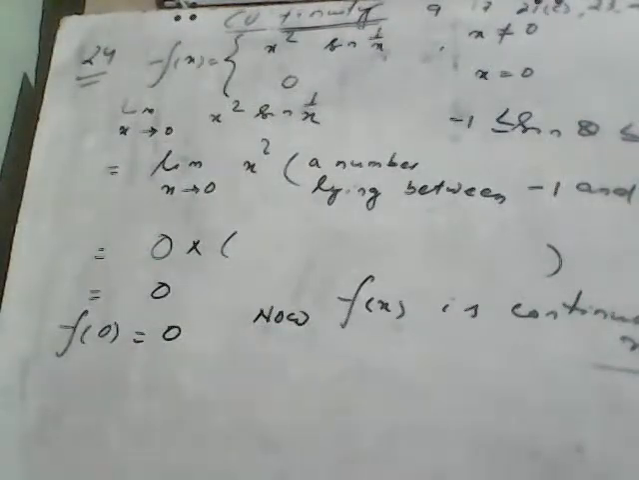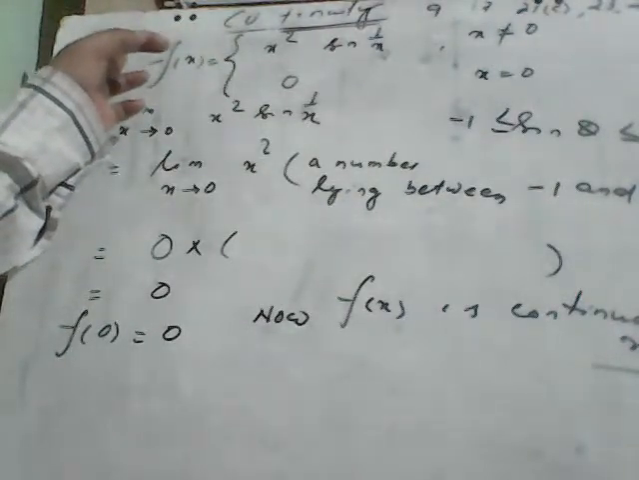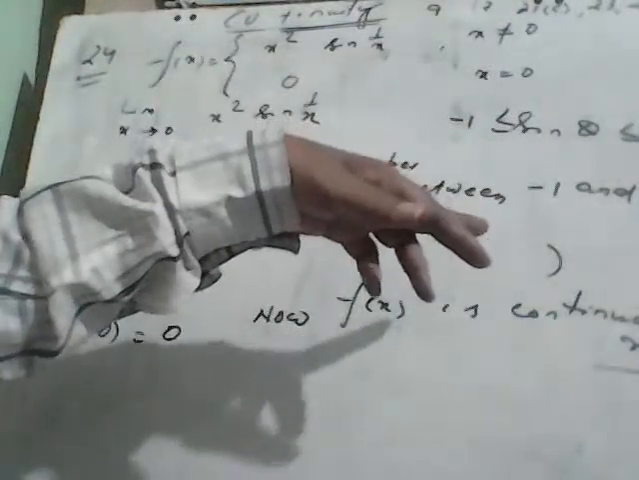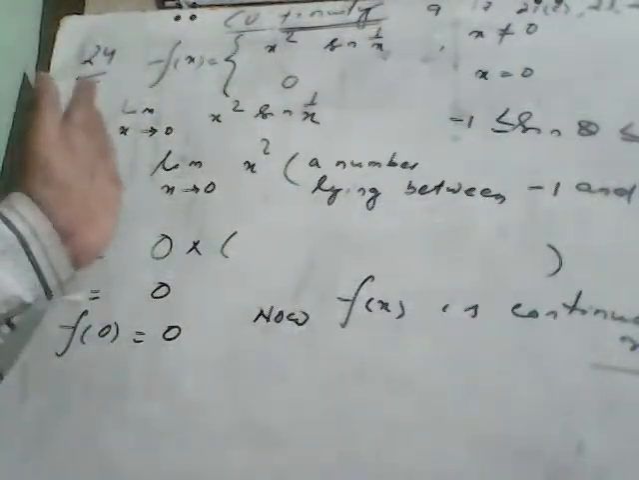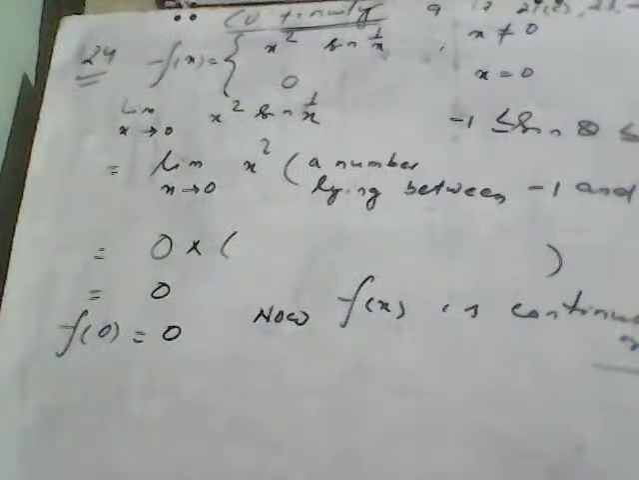At 0, the left hand side is defined, the right hand side is also defined, and both are approaching 0 at x equal to 0. So it is a continuous function throughout. f(x) is a continuous function. This is your question number 25. Note down quickly. I will proceed to question number 26 now.